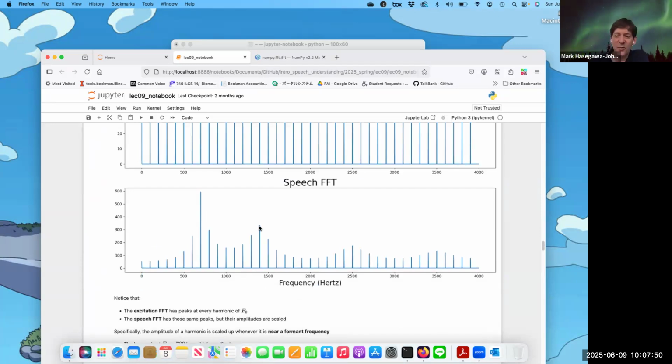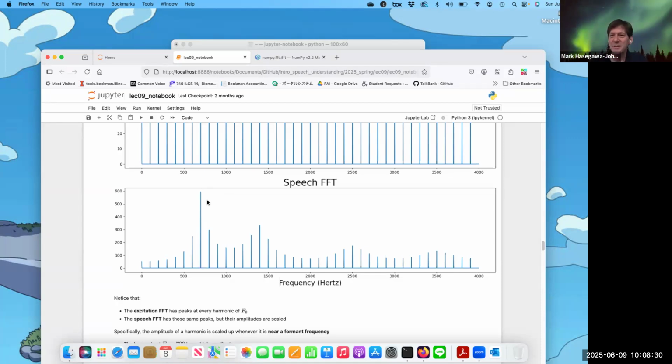So the Fourier transform of an impulse train is an impulse train, but the Fourier transform of speech is not the same. The Fourier transform of speech instead is another impulse train, but with higher amplitude at the frequencies where you had resonances in the time domain. The time domain had a resonance at 700 hertz, and so the spectrum has a peak at 700 hertz. The time domain had a resonance at 1400 hertz, and so the spectrum has a peak at 1400 hertz. And so in this way, the Fourier transform analysis gives us this wonderful information about exactly what vowel it was.